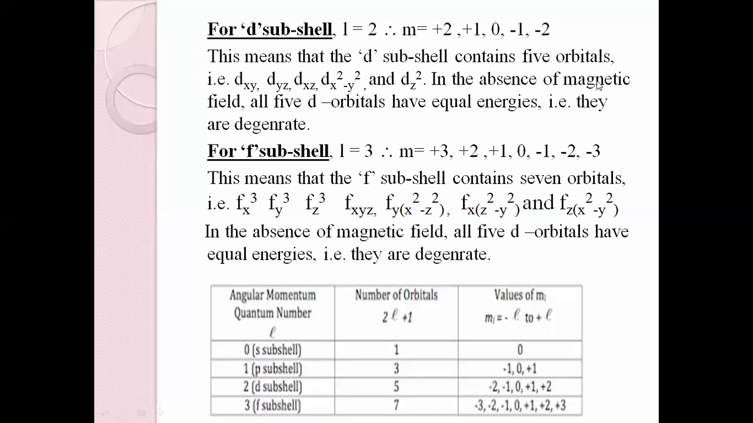Similarly, for D subshell, L is equal to 2. Then substitute this value of 2 in the formula for m, 2L plus 1. How much it is? 2 into 2, 4. 4 plus 1, 5. ठीक है. अब ये 5 is actually the integral values of m.